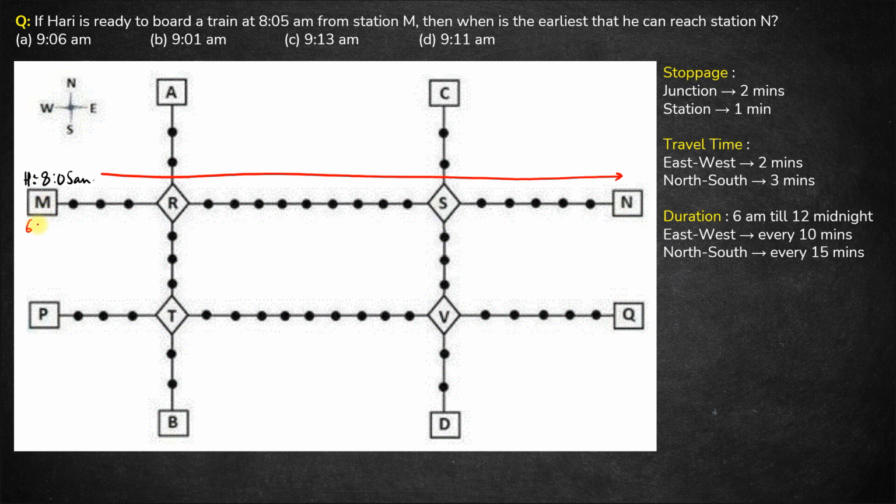We know the first train from M is at 6 a.m. and the train is after every 10 minutes in the east-west direction. So after 6 a.m. the next train will be 6:10, then 6:20, 6:30, 6:40, 6:50 and so on, till a train will leave station M at 8 a.m. and after 8 a.m. the next train will be at 8:10 a.m. So Hari, since he reaches at 8:05 a.m., will not be able to catch the 8 a.m. train, Hari will be able to catch the 8:10 train. So Hari's journey will start at 8:10 a.m. and not at 8:05 a.m.